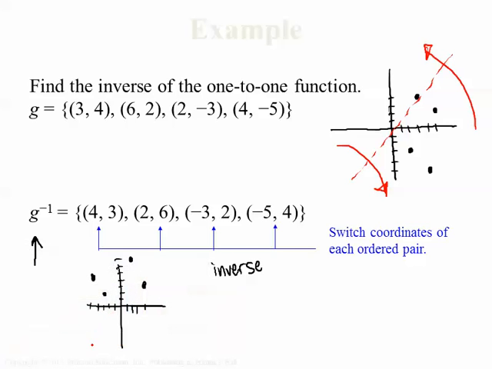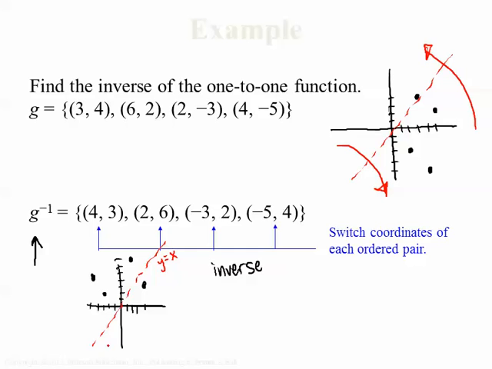The reason why it reflects across this line is this is the line y equals x, where 1 would be with 1, and 2 would be with 2, and negative 3 would be with negative 3. So anyway.